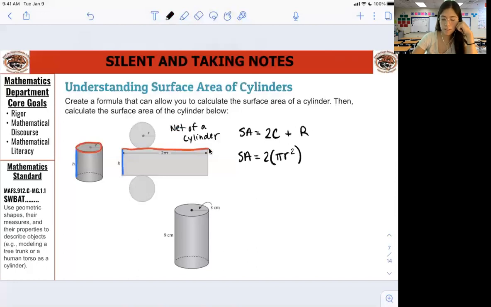Here's my rectangle. Fill in the blanks. What would be the area of the rectangle? Length times width. But here, what is the length and what is the width? Two pi r times h. Okay, I'm going to simplify this a little bit. I'm just going to multiply this 2. I don't need to distribute it. I'm just taking away those parentheses.